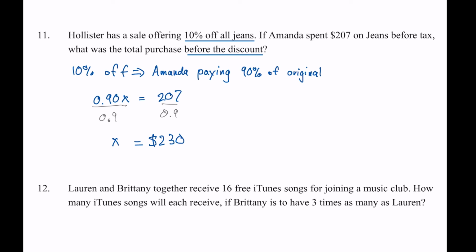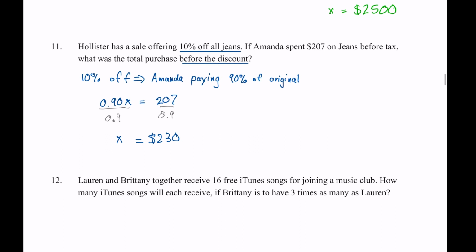The other setup would have been, there was some initial amount, and then there was 10% off the original, so 0.10 times x is equal to 207. And again, you can see this is the same 0.90x. So however you thought about it was fine. I just made that mental translation in my head first, but there are the two possible setups for 11 and then the solution, $230.